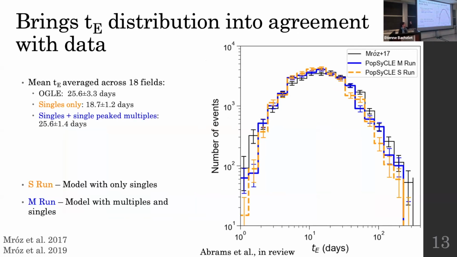And you can see that it matches the peak a little better, and a little better at the high tE end. This is also the mean tE, averaged across 18 fields. And you can see that it matches better when we include the multiples.